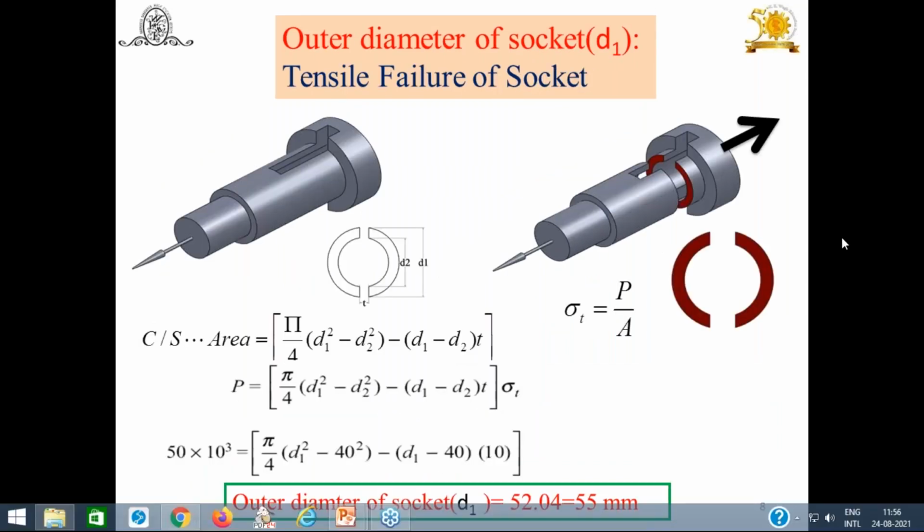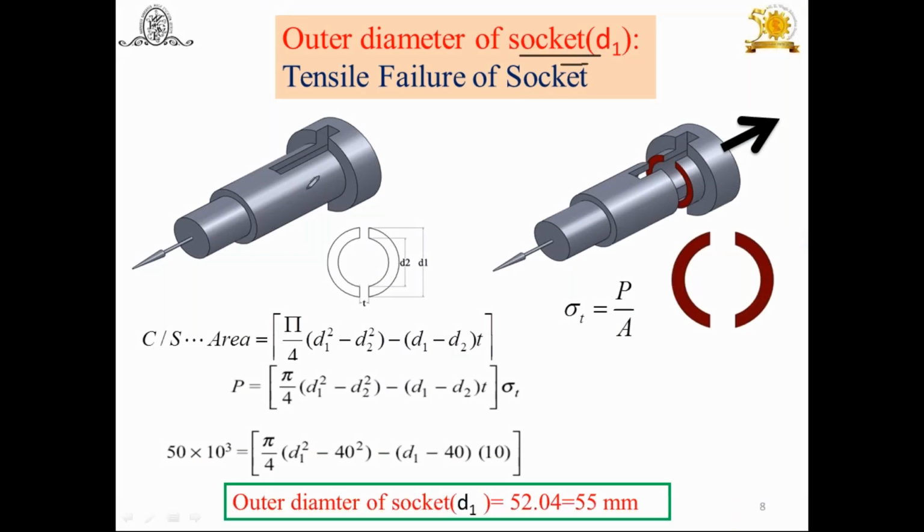What is D1? It's about the socket. D1, you know very well. What is this? End rod of the socket, D. We have determined it in the first slide. What is D1? D1 means the outer diameter of the socket, that we have to find out.